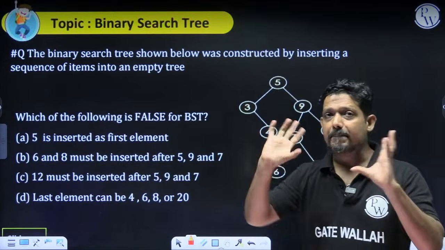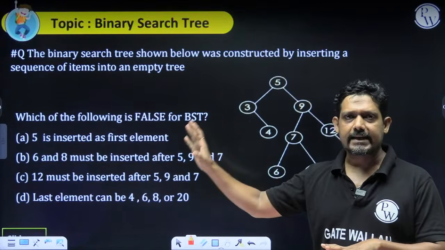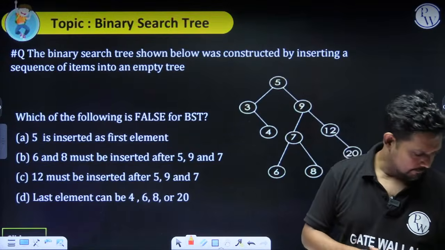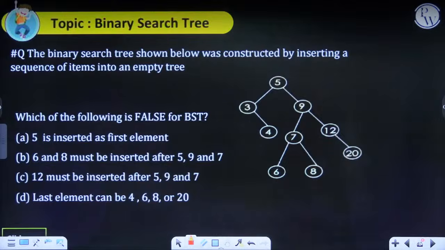Multiple answers may be correct. So you search every option, you see every option over here. B and C false. Are you sure about this?